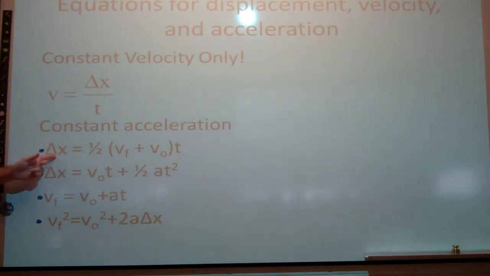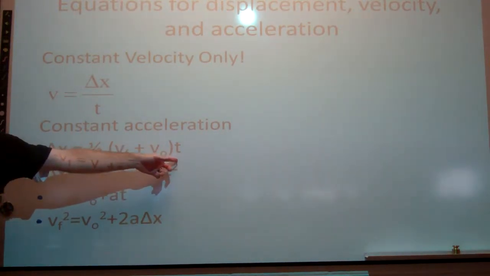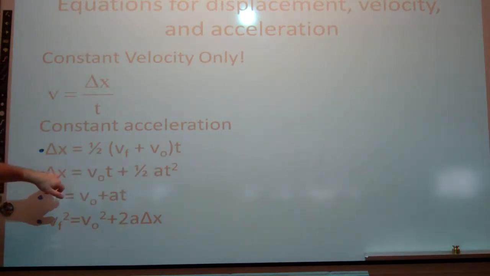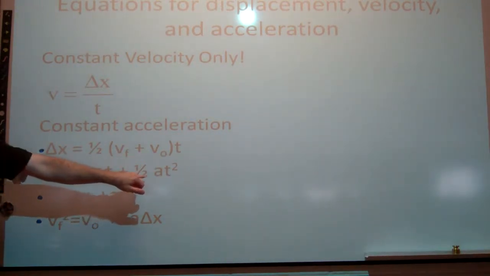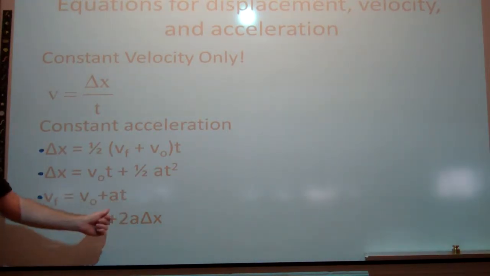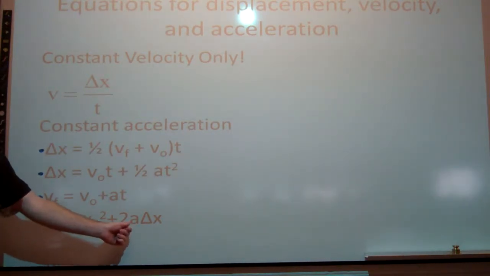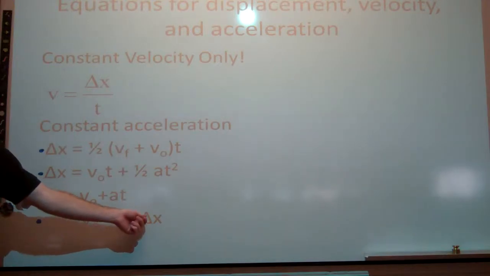Alright, so delta x is going to be what? Katie? It's just changing displacement. Or, yeah, displacement or distance. Either one of those, for the most part, one-dimensional. 1/2 final velocity plus initial velocity times time. And then delta x equals initial velocity times time plus 1/2 at squared. Final velocity equals initial velocity plus acceleration times time. And final velocity squared plus initial velocity squared equals 2 times the acceleration times the displacement.